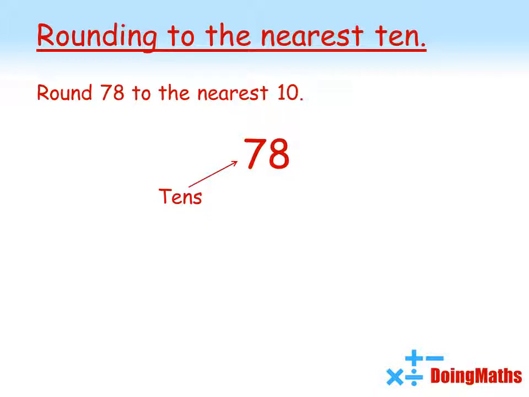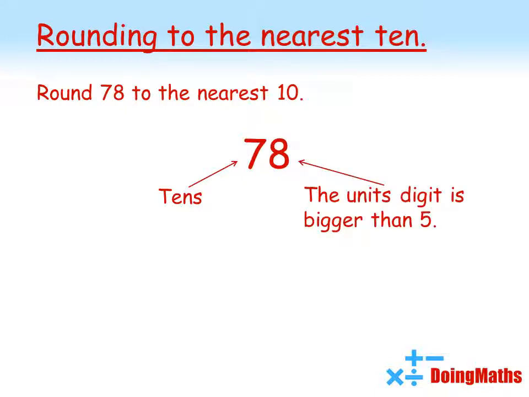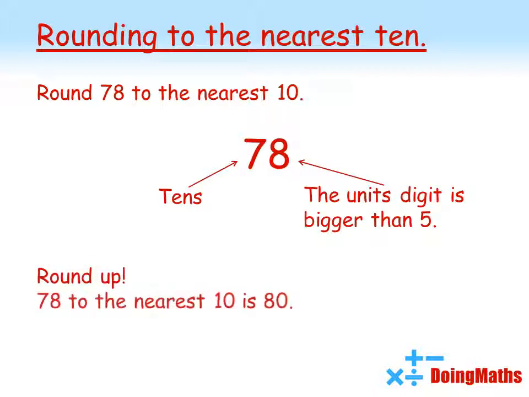What we do is we look at the next column down, the units, and we compare this to 5. We could see on our number lines before, the number in the middle was the one ending in 5. So in this example we've got an 8 here. It's bigger than 5, which means it must be closer to the next number up. So if the unit is bigger than 5, we round up. So 78 would round up to 80.